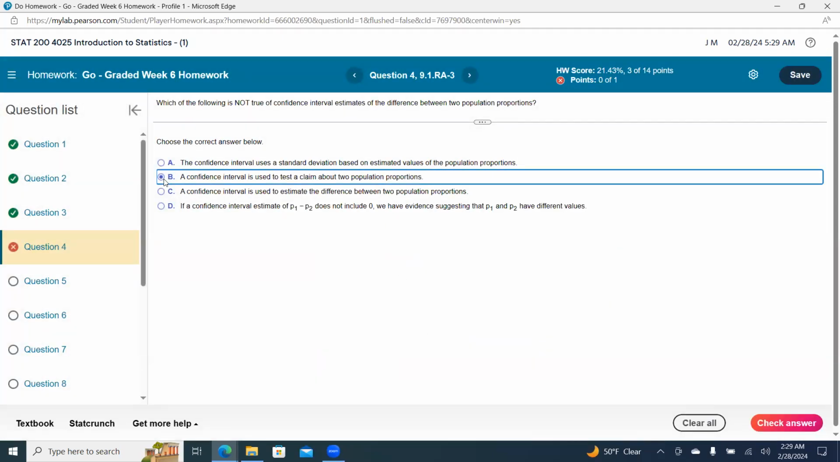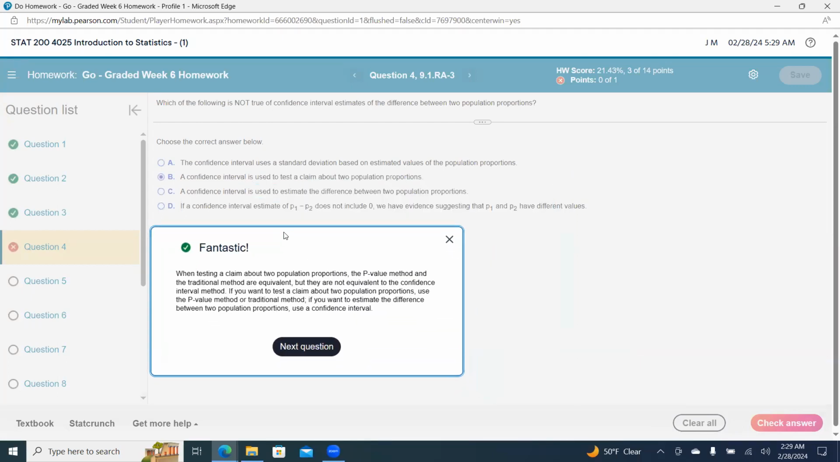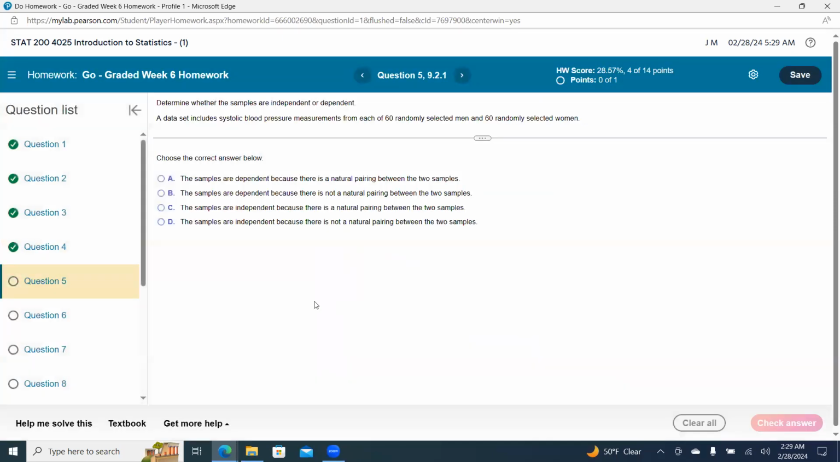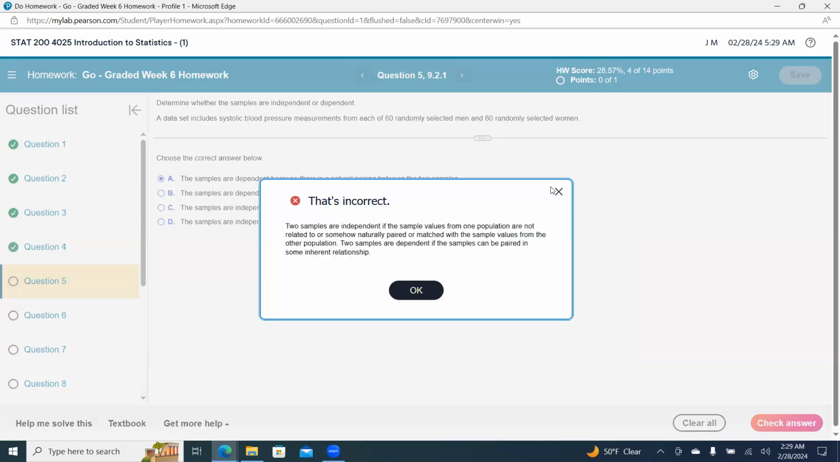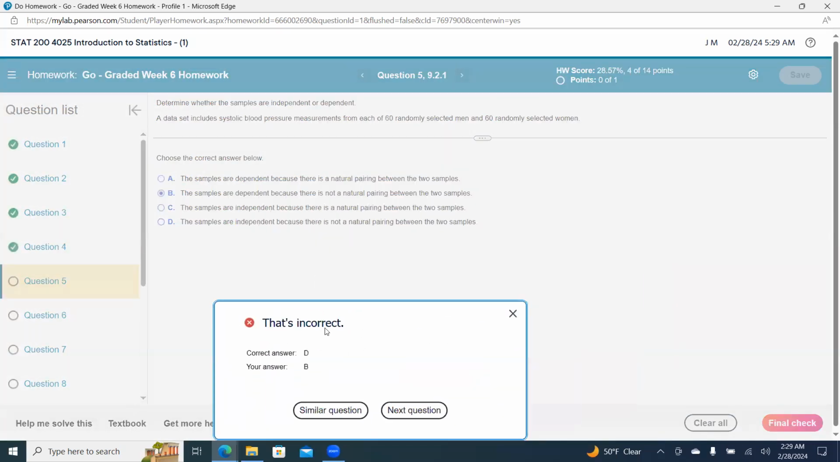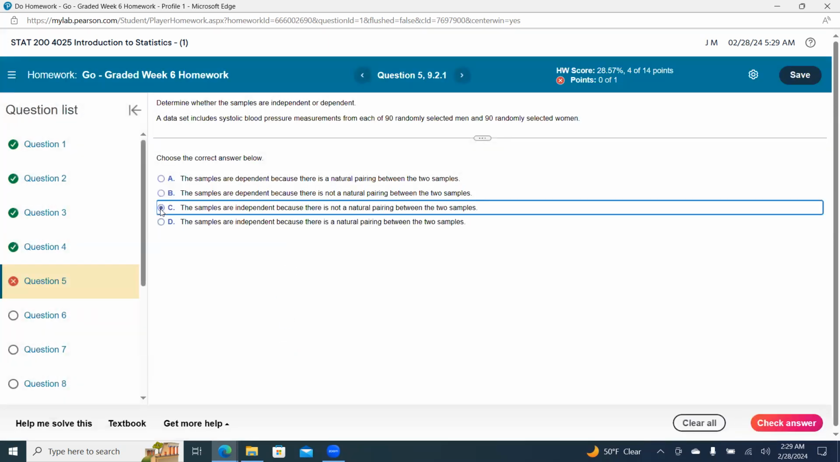A confidence interval is used to test a claim about two population proportions. These can be a little bit confusing. I don't think it's too important. We don't really need a description. Correct answer is D, which would be these samples are independent because there's not a natural pairing between two samples.